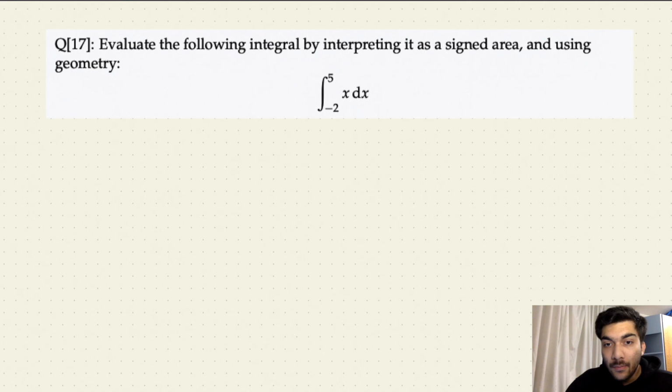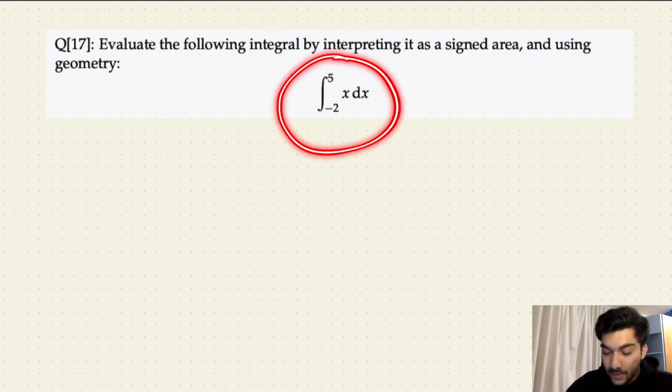So what signed area means is whatever region or whatever area would lie below the x-axis, you'll consider that area to be negative, and whatever area or the region would be above the x-axis, you'll consider that area to be positive. We'll do this example and we'll see what the signed area means in this case.